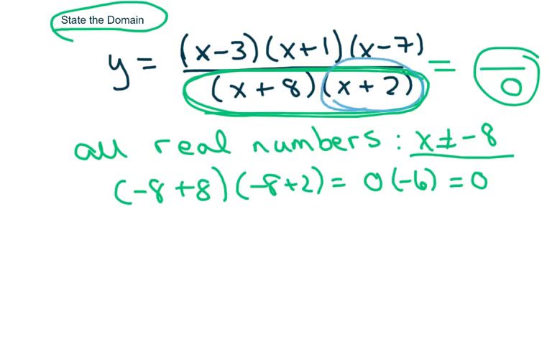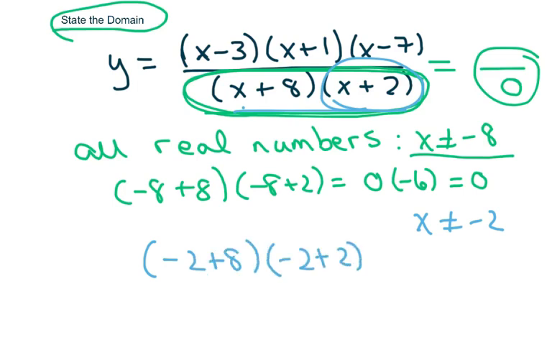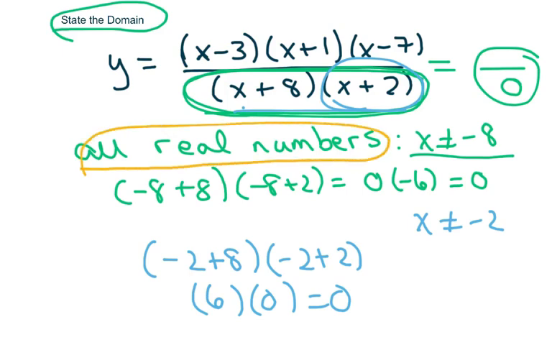And similarly, x cannot be negative 2. So I plug in negative 2 here, I'll get negative 2 plus 8 times negative 2 plus 2, which gives me 6 times 0, which equals 0. So my answer is all real numbers. However, x cannot be negative 8, and x cannot be negative 2.